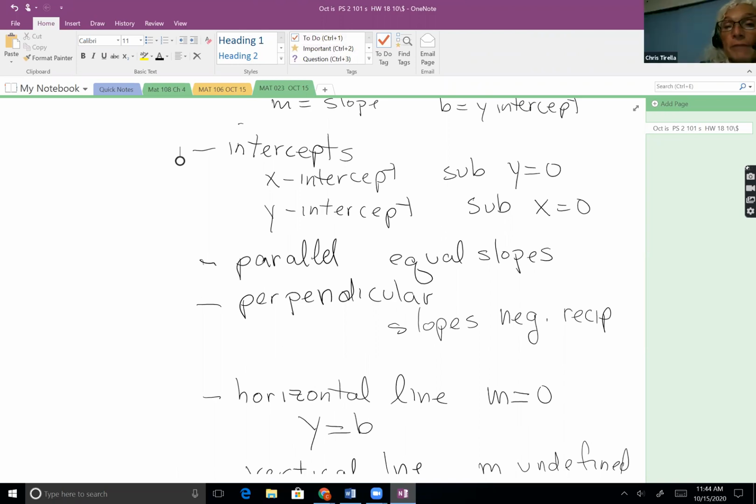How is everybody else doing? Is everybody else okay with the stuff in this chapter? Are you going to do all right on this test? Hopefully. It's not too bad. No. Honestly, I think graphing's kind of fun because you get to draw pictures and the like.